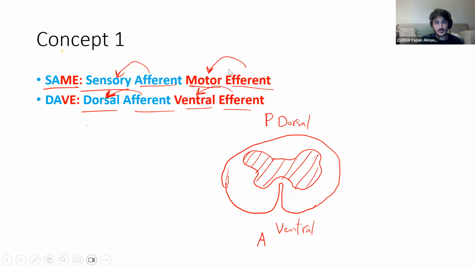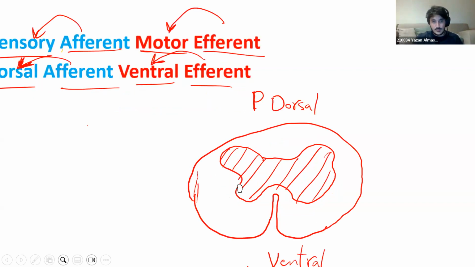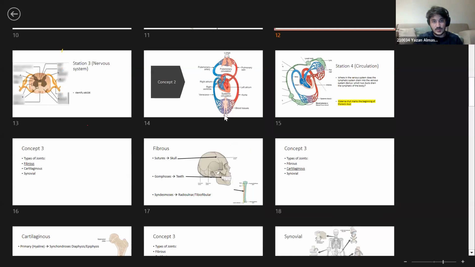Yes, okay, great. Horn on dorsal right. We're going to talk about this. Just one second. Sorry, I don't know what's happening with my laptop today.